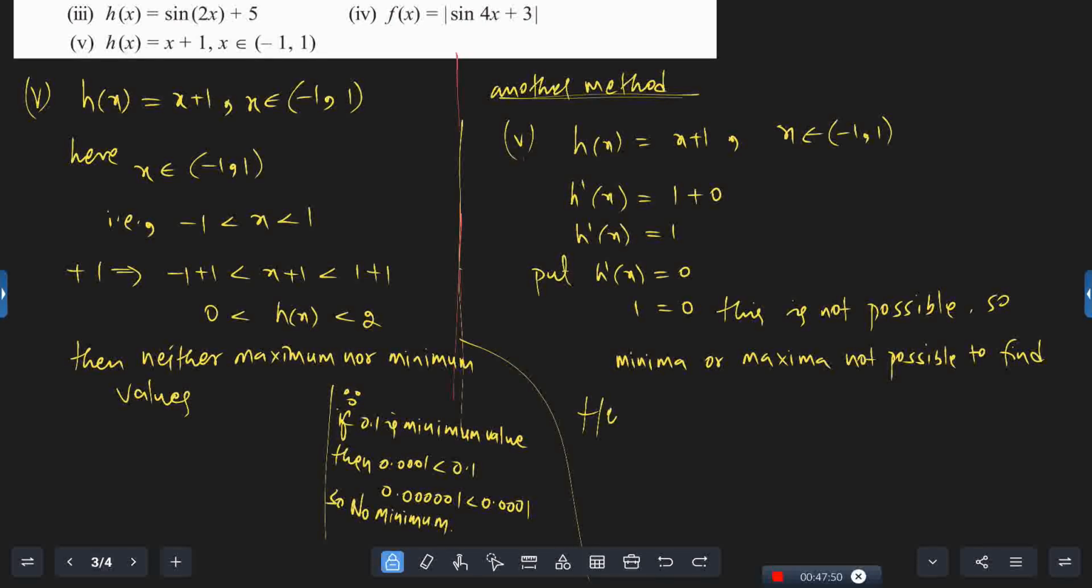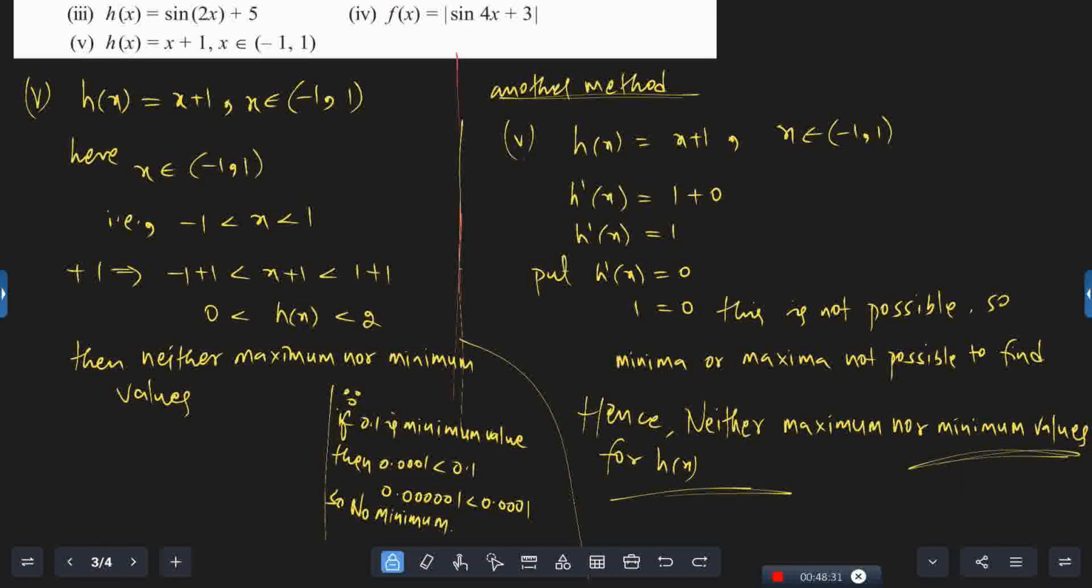Then, hence, neither maximum nor minimum. Whatever, neither maximum nor minimum, or minimum also, you write. Here what they are asking me is the value: neither minimum nor maximum values for a given h of x.